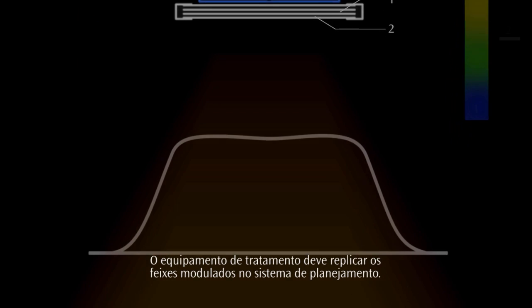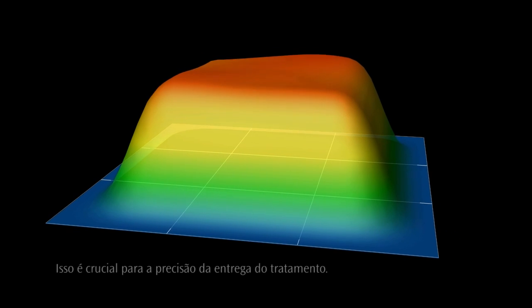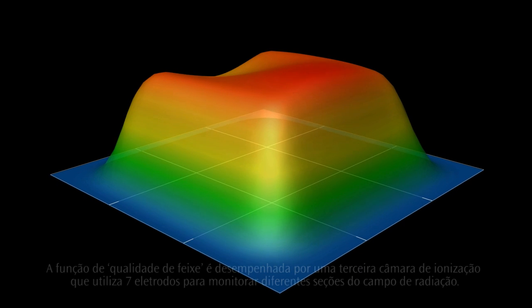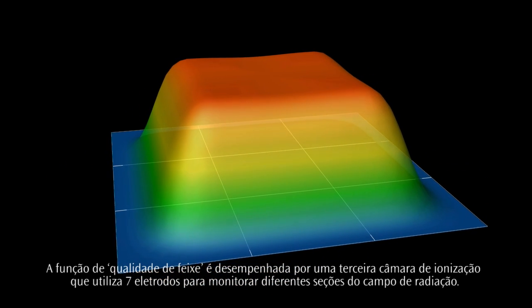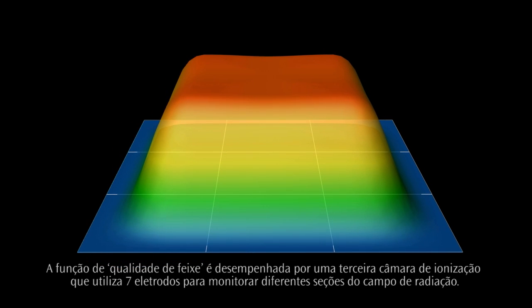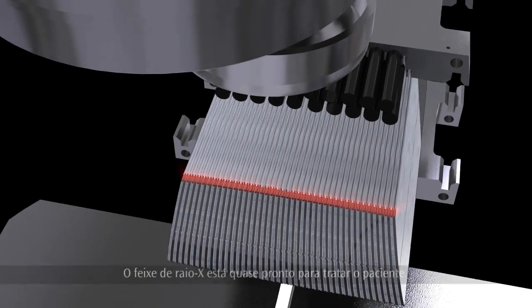The treatment machine must replicate the beams modeled within the planning system. This is critical to the accuracy of treatment delivery. A beam quality function is performed by a third ionization chamber, which uses 7 electrodes to monitor different sections of the radiation field. The X-ray beam is almost ready to treat the patient.